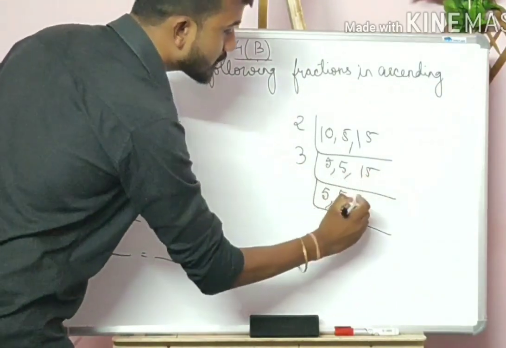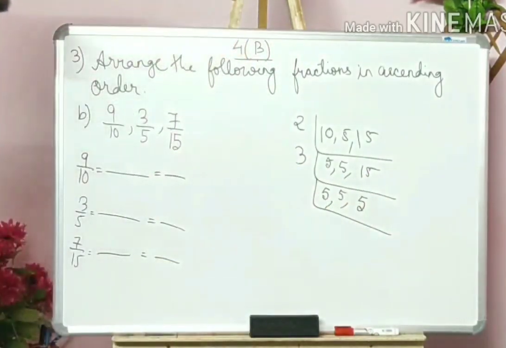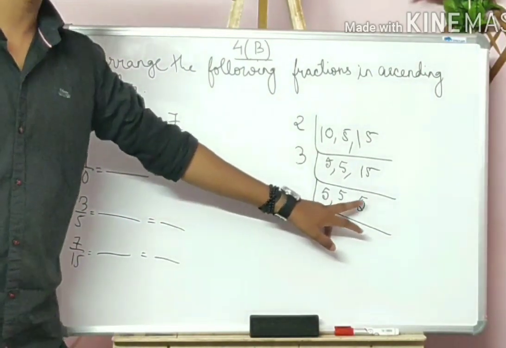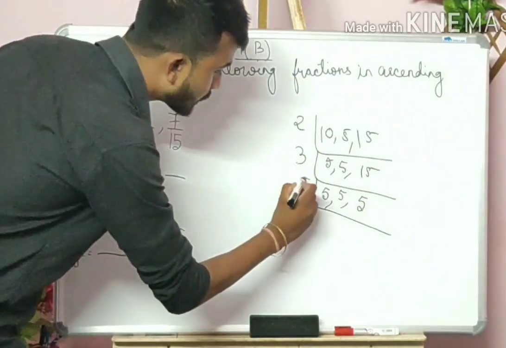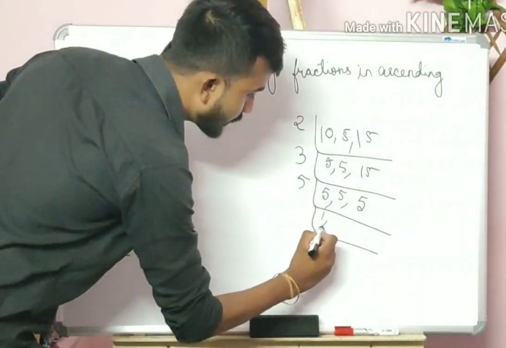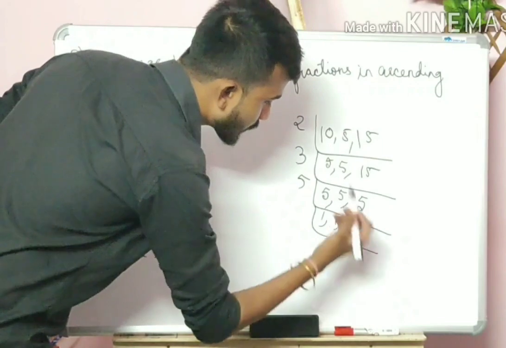Again, 3 times how much is 15? 3 fives are 15. So I think we have got this one: 5, 5, 5. That 5 is a prime number, which means it will be divisible by 5 only. You see, 5 ones are 5, 5 ones are 5, and 5 ones are 5.